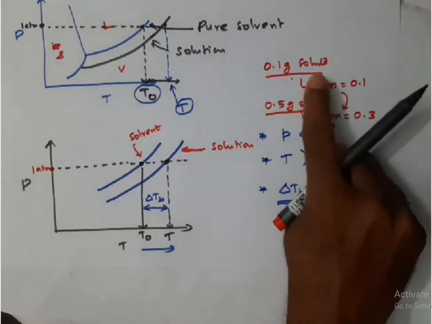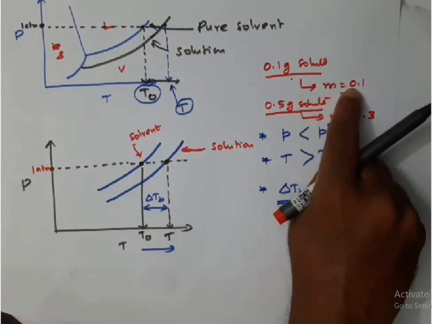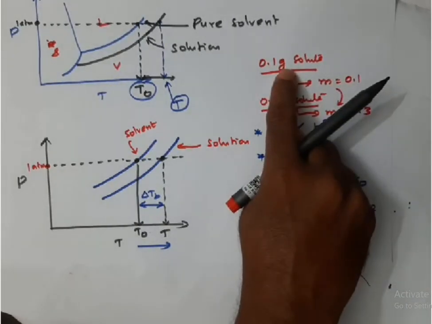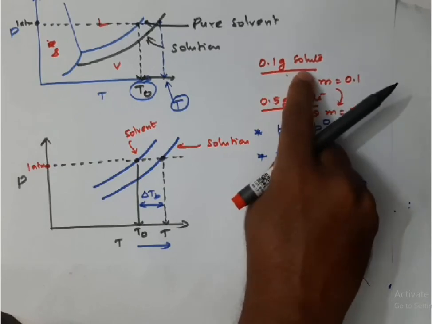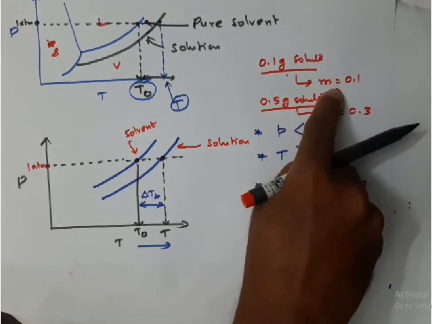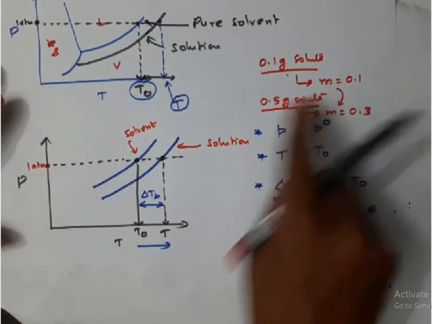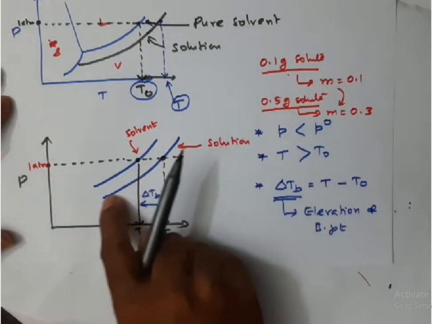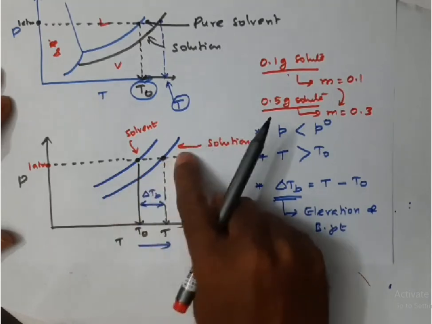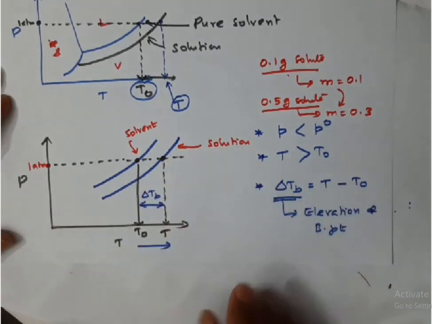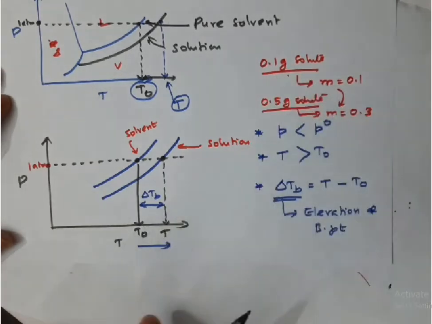Before, we added just 0.1 gram, so that molality is 0.1. I'm saying this just for understanding purposes, don't worry about how to get this 0.1 and all. You take 0.1 gram of solute, add the solute in water, you will get a solution, and the molality of the solution is 0.1. For the 0.1 solution, this is the solution vapor pressure curve we got, and this is the delta TB. You will get some value of delta TB while adding 0.1 gram of solute.